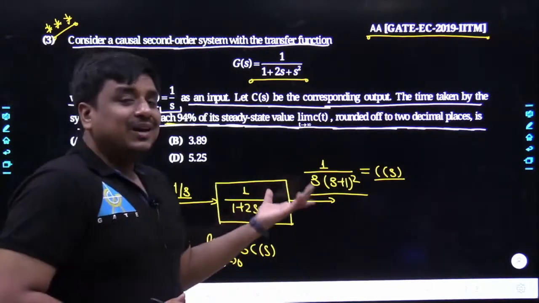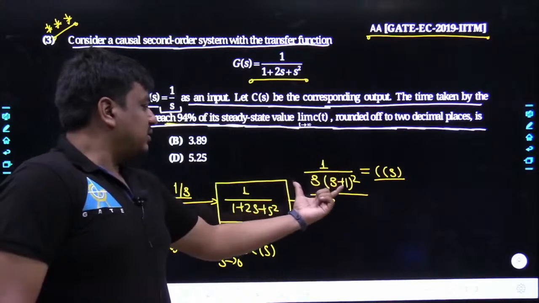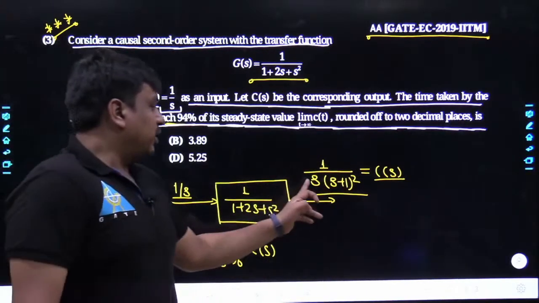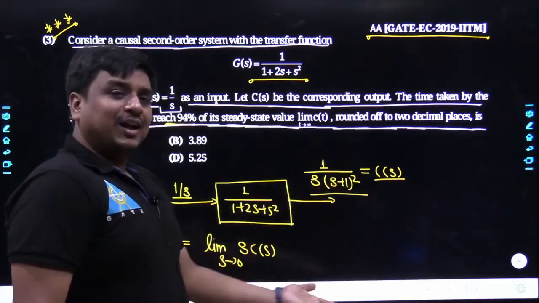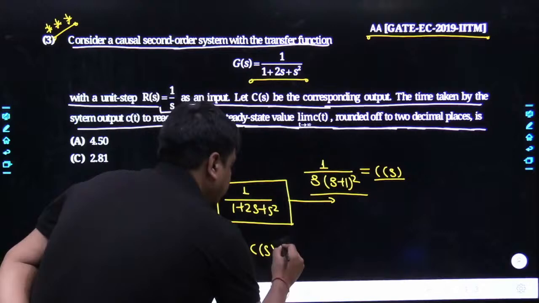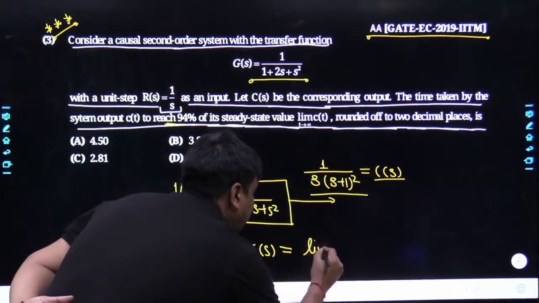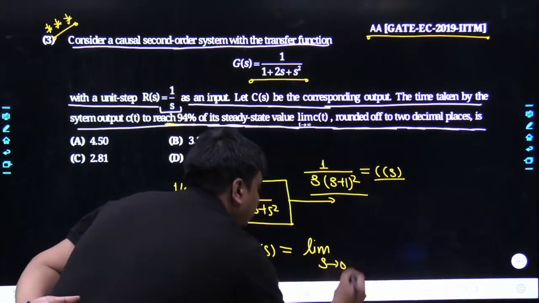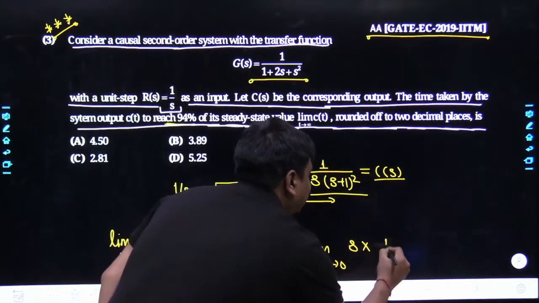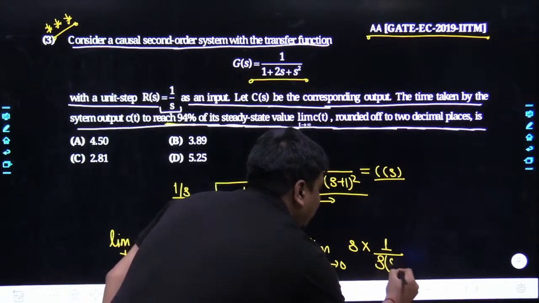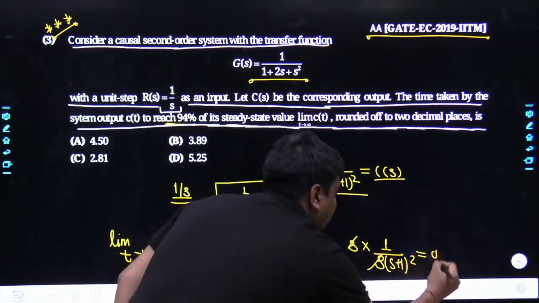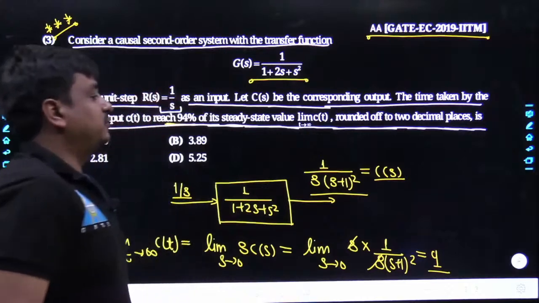Now I would like to ask one thing: over this Laplace function, can the final value theorem be used or not? Yes, because one pole is kept at the origin and the other pole has been kept towards the left-hand side, so obviously we can use the final value theorem. Here it becomes limit s tends to 0 of s times C(s). What is C(s)? C(s) is 1 upon s plus 1 to the power of 2, and once I feed s equals 0, the result I get is simply 1.